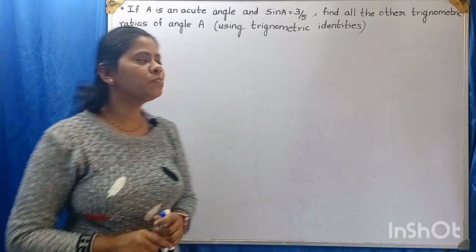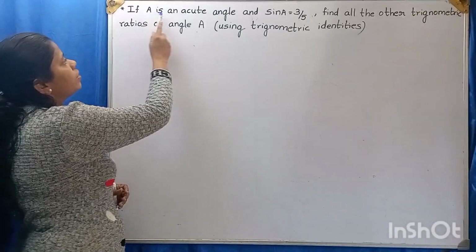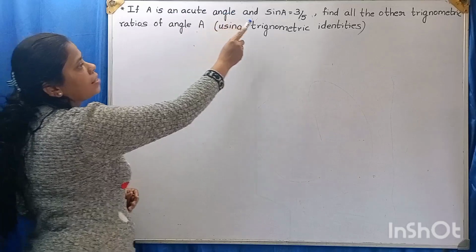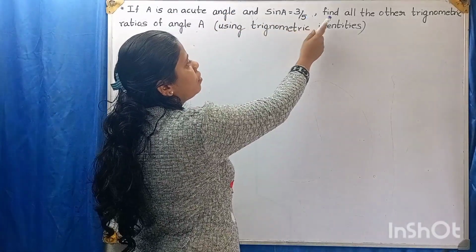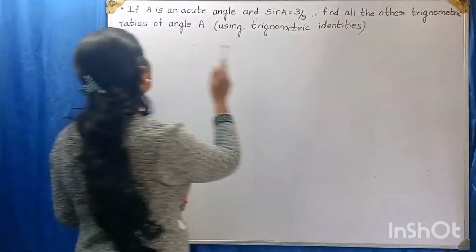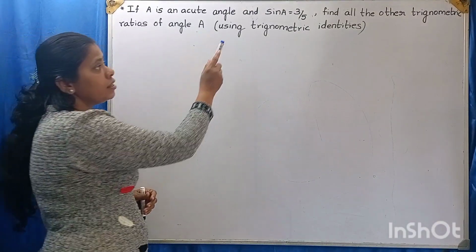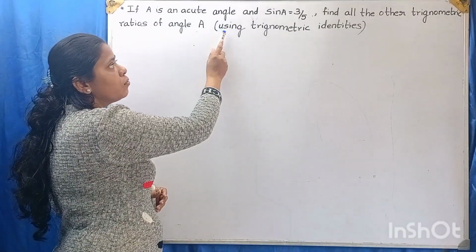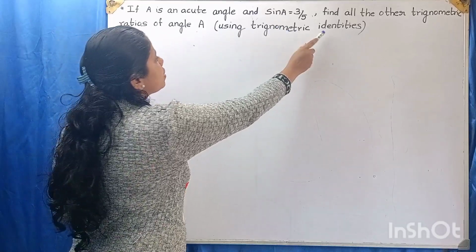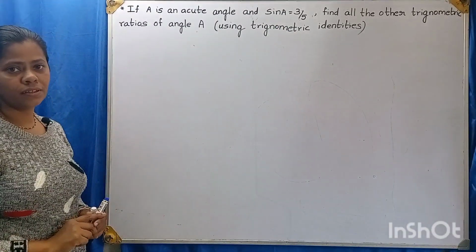Now let's solve this problem. If A is an acute angle and sin A is equal to 3 by 5, find all the other trigonometric ratios of angle A. See here in the bracket they have given us only by using the trigonometric identities.